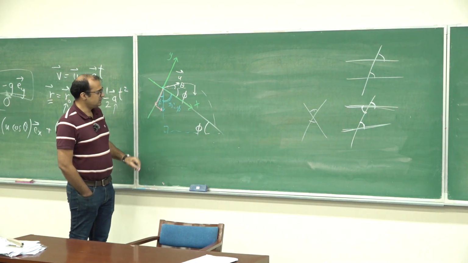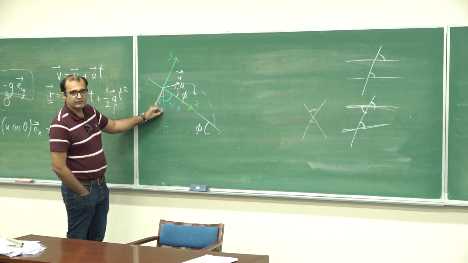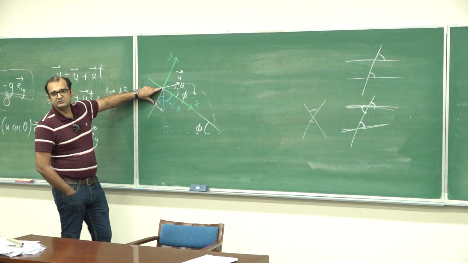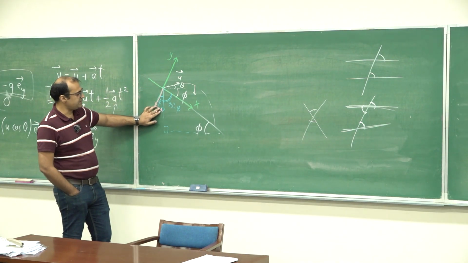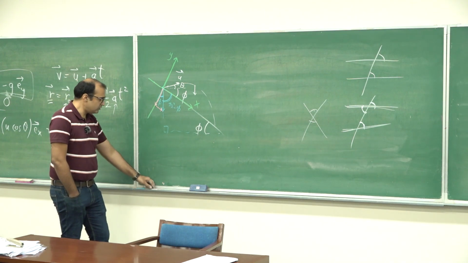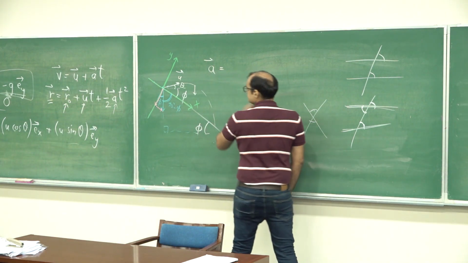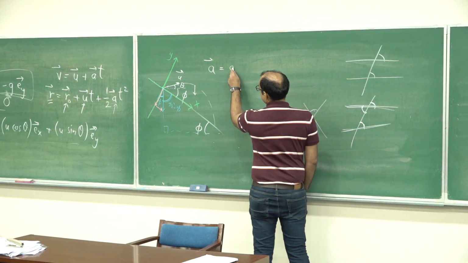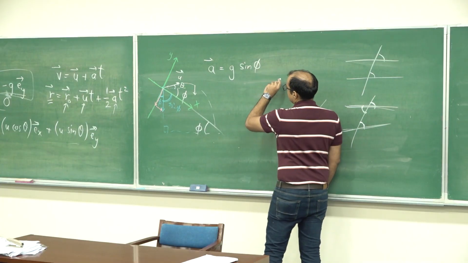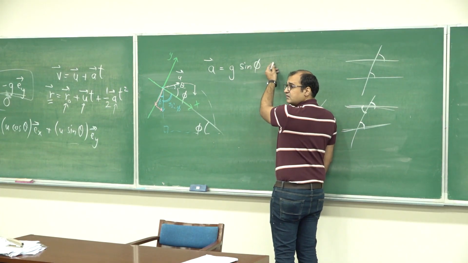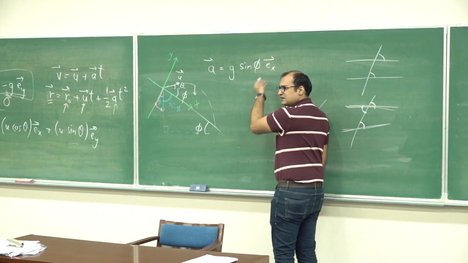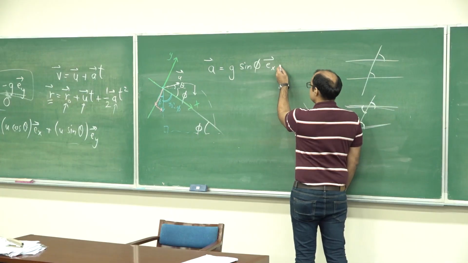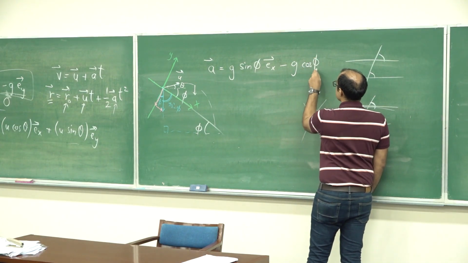This arrow is parallel to this arrow. How do you find this arrow? Of course, you drop a perpendicular from this blue arrow to the y-axis. So what's the length of this pink arrow? g cos phi. What's the length of this pink arrow? g sin phi. So now, can you write down the acceleration vector? g sin phi, where's the unit vector? Ex. If you forget the unit vector, you'll just be subtracting two numbers. And then minus g cos phi Ey.